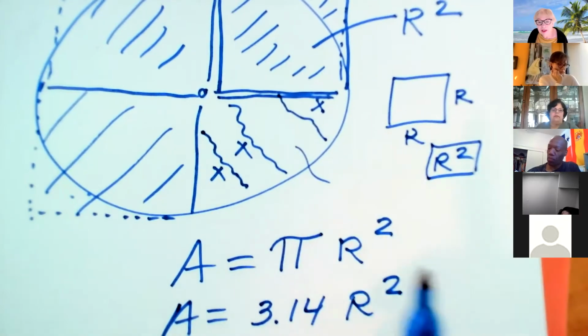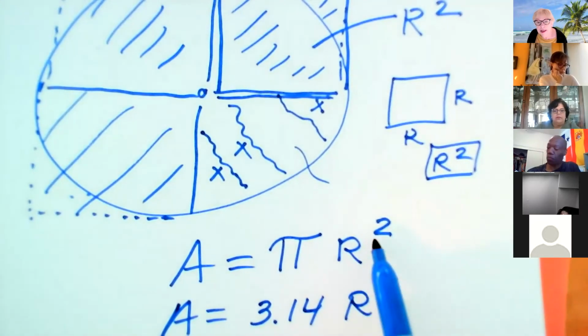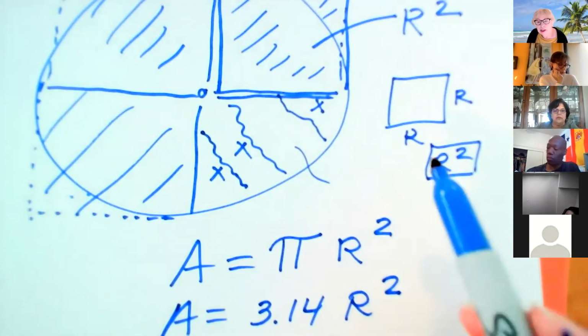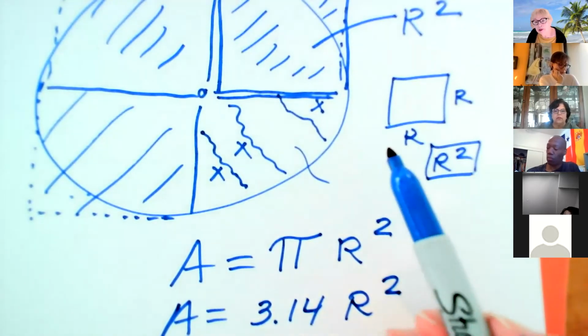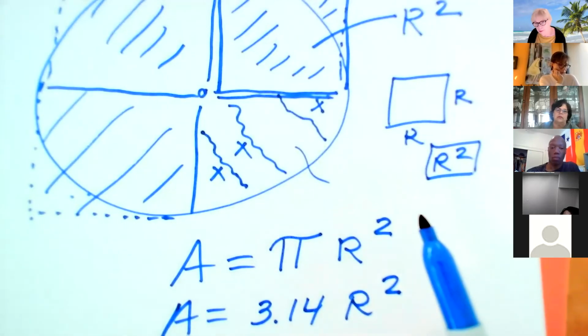But there you are. This is whatever the radius measurement is squared. So if it was 3, it's 3 times 3. If it's 5, it's 5 times 5.